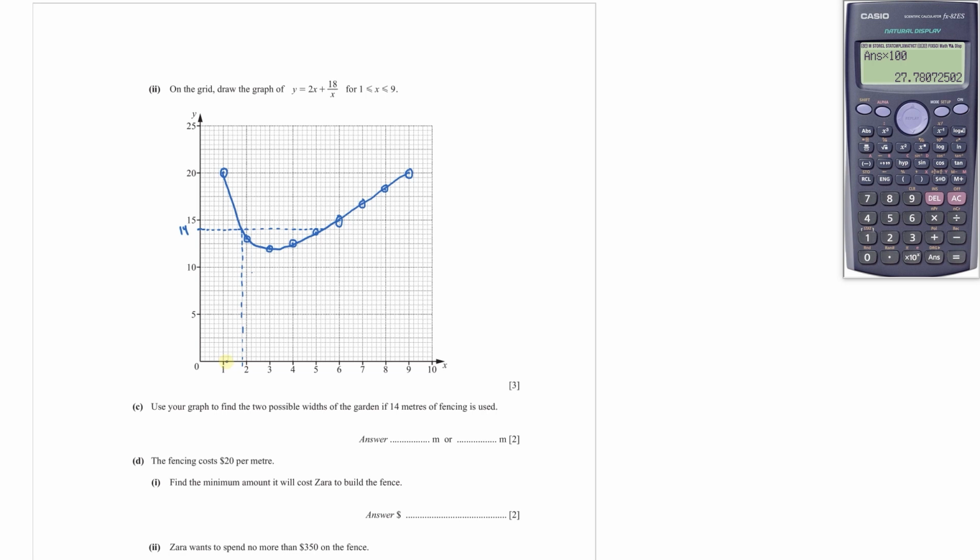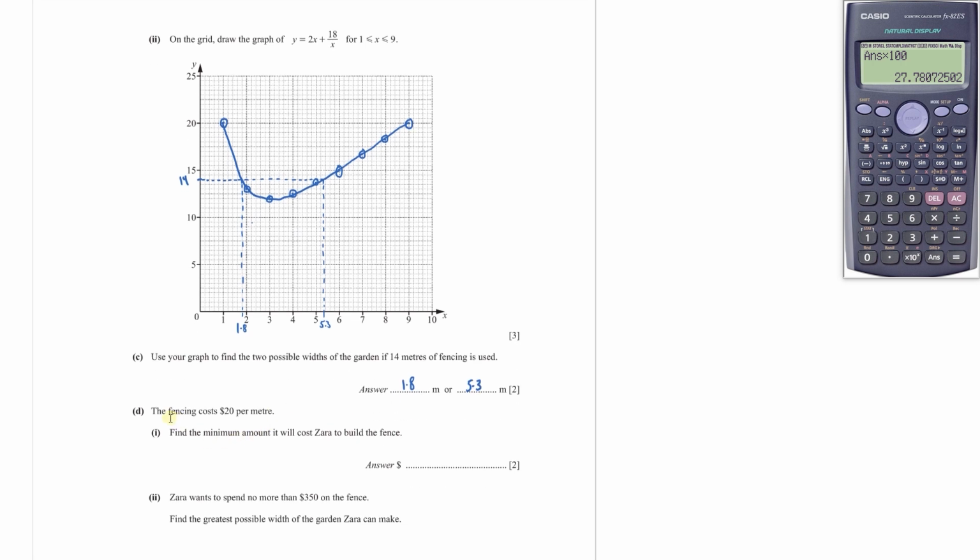So this value is 1, 1.2, 1.4, 1.6, 1.8. And the other value is this one in the middle here. So this will be 5, 5.2, 5.3. So it's between 5.2 and 5.4. So the two possible width values for which the fencing length is 14 meters are 1.8 meters or 5.3 meters.